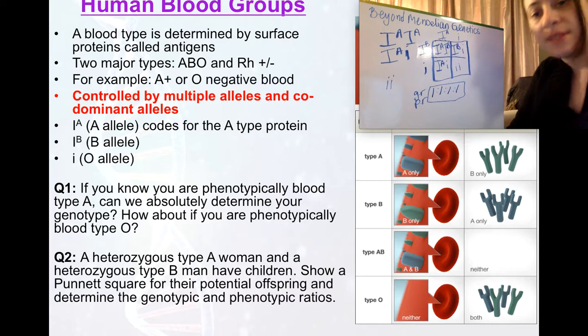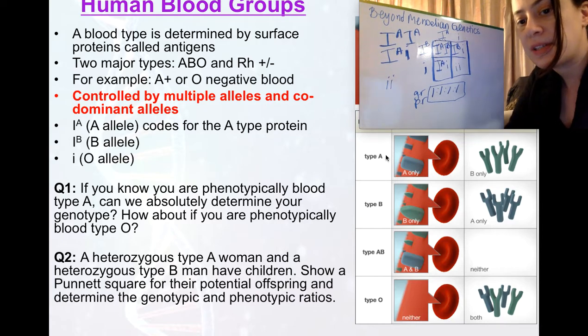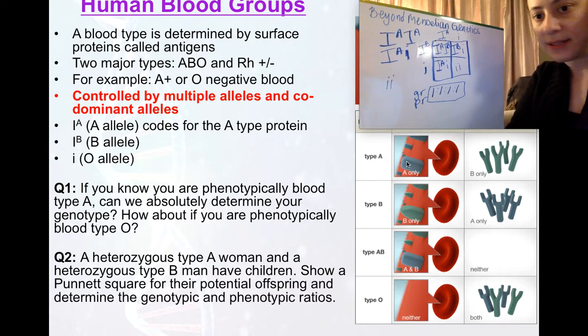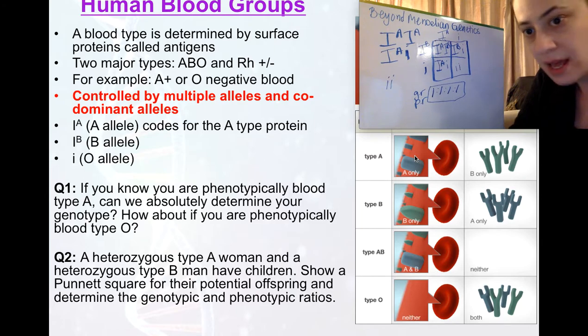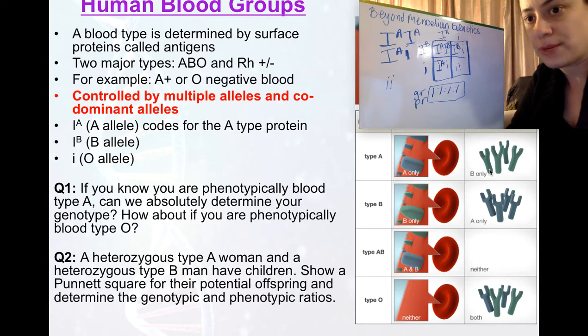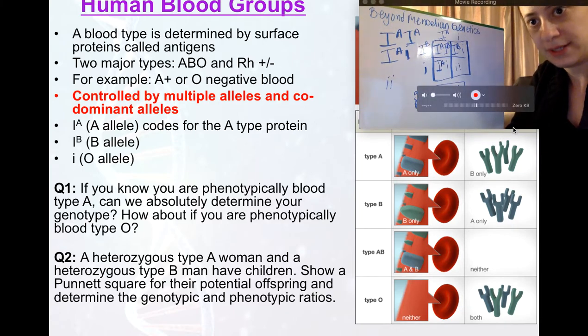Now, as you see here in the picture, type A blood has an A antigen that's a surface protein on the surface of the red blood cells. And then circulating through the body, we see these Y-shaped green structures, and those are antibodies. So someone with type A blood has A antigens and B antibodies circulating through their bloodstream.